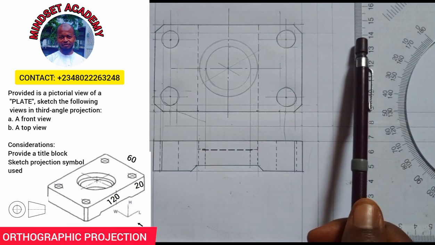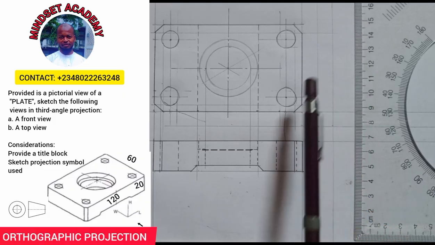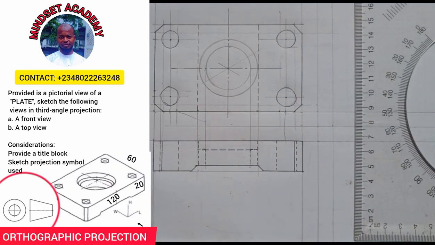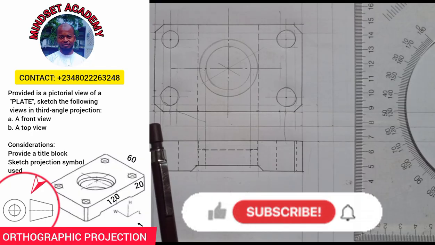And also to get to catch the projection symbol. If you look at the diagram here at the left hand side where my arrow is pointing, that is the projection symbol for what? For third angle projection.